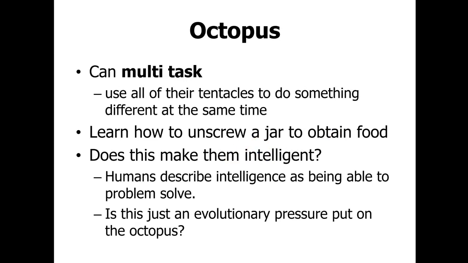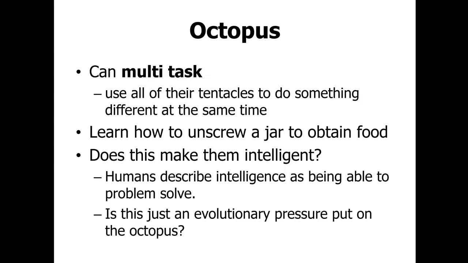Octopuses are known to be multitaskers. They can do several things at a time. They can use all of their tentacles to do something different. They have learned how to unscrew a jar to obtain food by watching scientists and people who work with them show them how to do it. But does this technically make them intelligent?